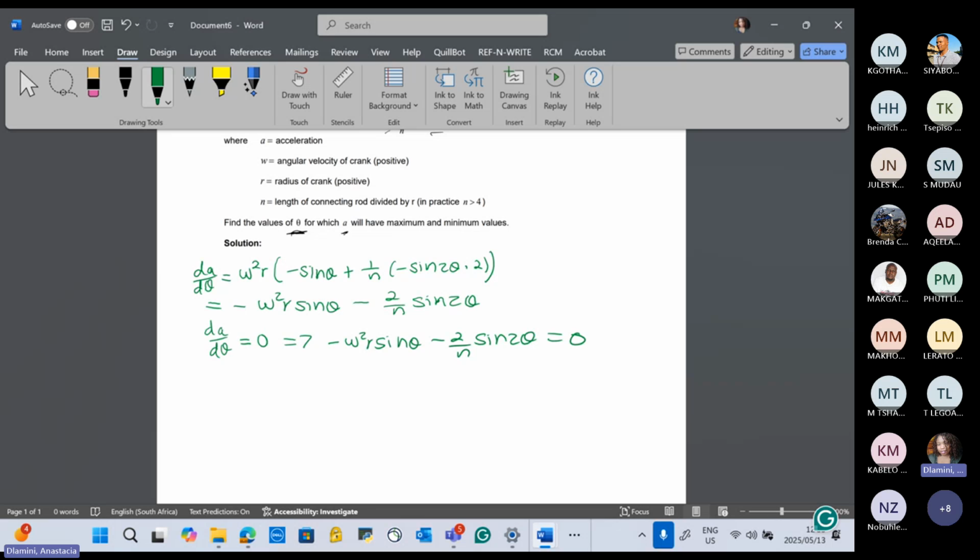There's something missing, guys, here. Do you see that? Yes, ma'am. You didn't multiply the W squared R to the other term. Thank you. So we factor out sine theta. Do we factor out sine theta, guys? No, it would probably be better to do W squared R sine theta.